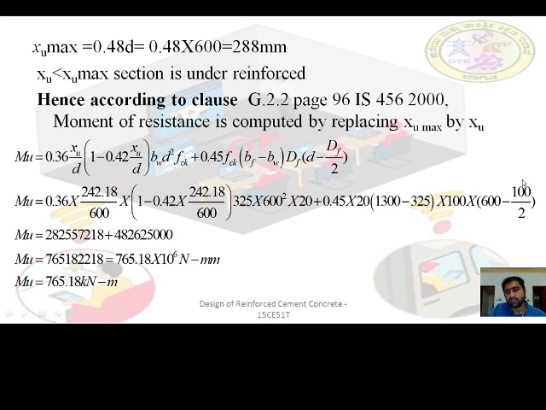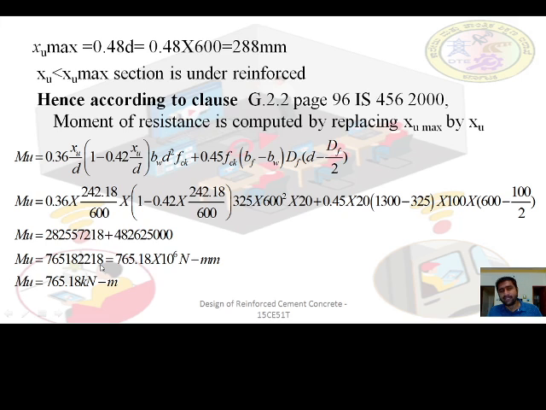100 divided by 2 is 50. 600 minus 50 is 550. Then you multiply from year to year, this symbol. So this value, from year to year you have to do this. Then the ultimate moment of resistance value, if I add these two, I will get this one.